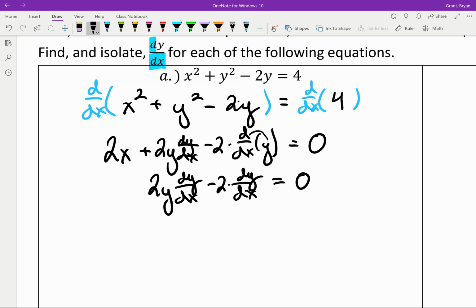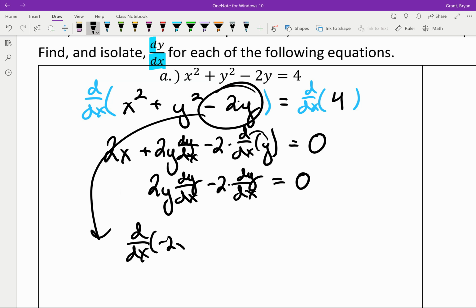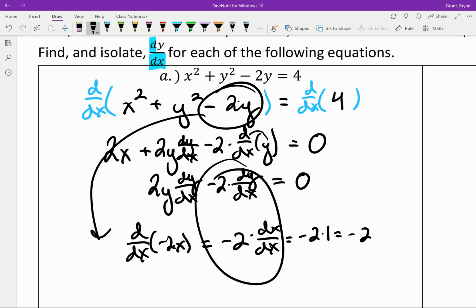Now that's very different than if this had been, and I'm going to erase this so don't write it, if they had said take the derivative of negative 2x, at this point you would have said that's easy, that's negative 2. Well, it's really not. It's negative 2 times dx/dx, which is negative 2 times 1, which is negative 2. However, we need to realize the similarities between these two to make sure we don't make any silly mistakes.